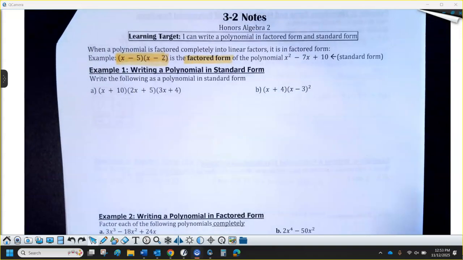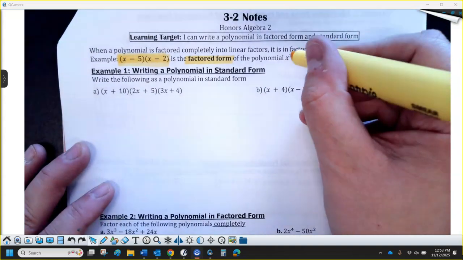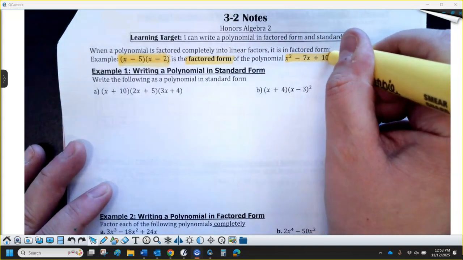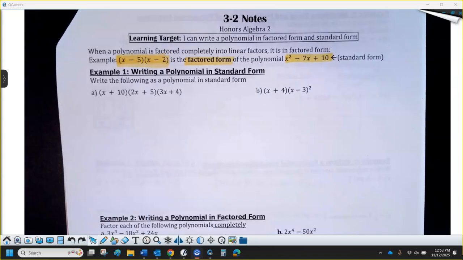So if I were to FOIL that out and get rid of the parentheses, then this is equivalent in standard form. So they're equal to each other, and typically, especially if you're solving an equation, the factored form is what you would ideally like to have to solve an equation, but we're just going to practice going back and forth between the two forms today.